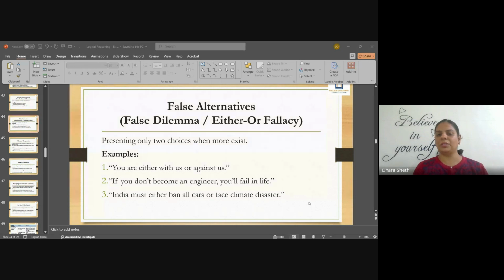There are only two options: ban the cars or face climate disaster. There's a third option. We could make electric cars, we could make hydro-powered cars, but here it is shown that there are only two options. This is called false alternatives. Dilemma is when you are confused between two choices. So false dilemma and either-or fallacy. Clear with this?